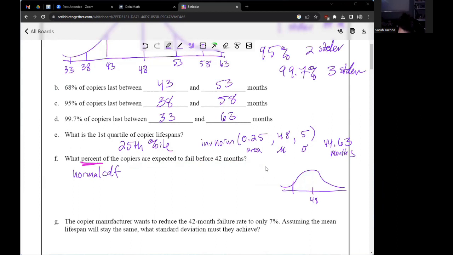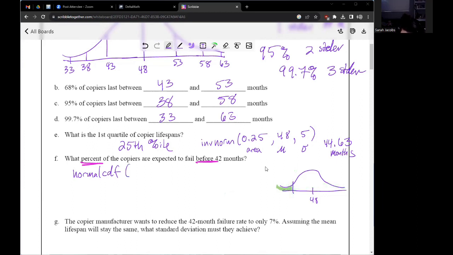So I'm going to say there. And then before 42 months. So before is going to be to the left. And so we're looking for that bit. This is good to know because this is telling us we're going basically from negative infinity to this point versus this point to positive infinity. So it kind of helps us set our bounds.